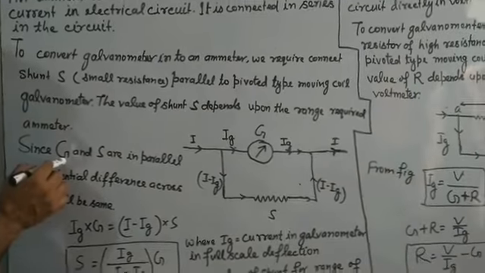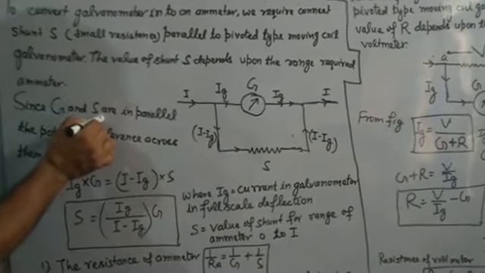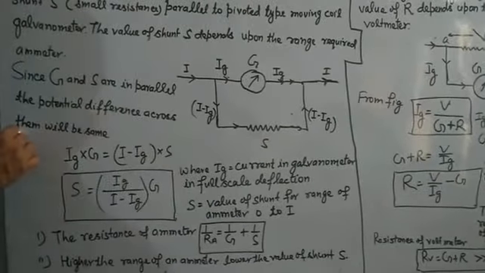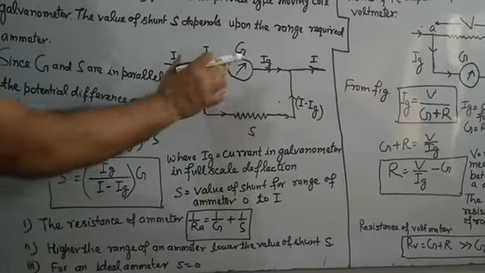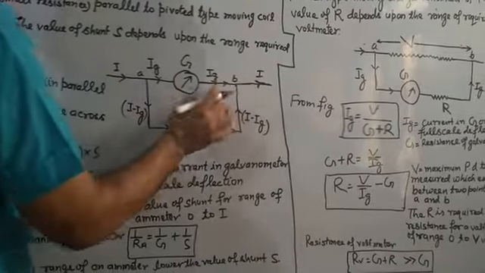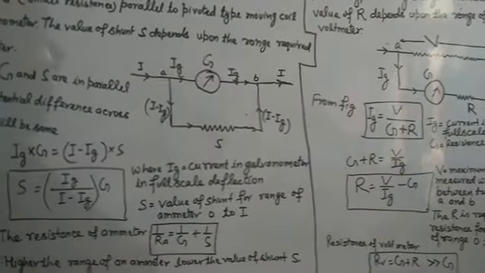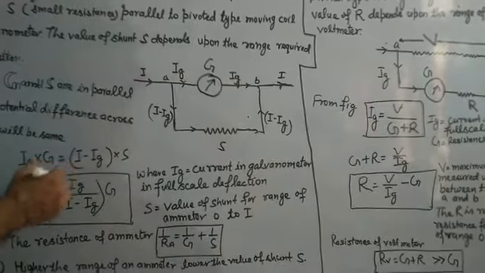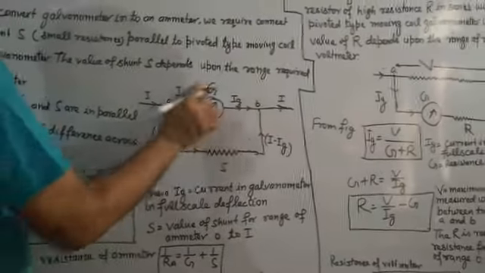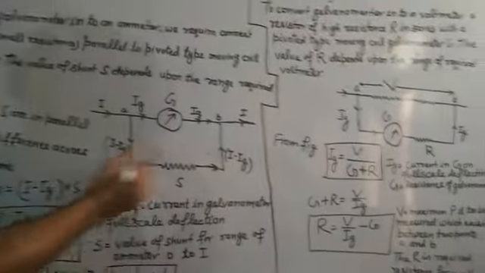Let G be the resistance of the galvanometer and S the resistance of the shunt. Since they are in parallel between A and B, the potential difference across them will be the same. Of the main current I, the amount Ig passes through the galvanometer, and the rest, I minus Ig, passes through the shunt S as shown in the figure.